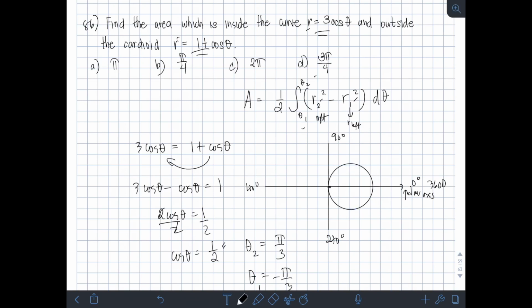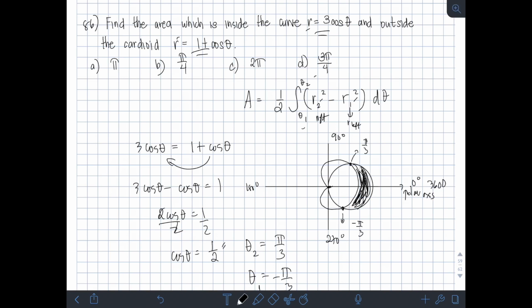Tapos, yung isa naman is itong cardioid, 1 plus cosine theta. So, sikat naman itong cardioid, right? So, parang heart-shaped curve siya. So, ganito yung itsura niya. Okay? Ngayon, ito yung point of intersection nila, right? Una nating nakuha dito is yung theta 1 na dapat yung theta niya dito is negative pi over 3. And then, itong theta niya dito is pi over 3. Right? So, mapapansin nyo, ito yung bounded na area nila.